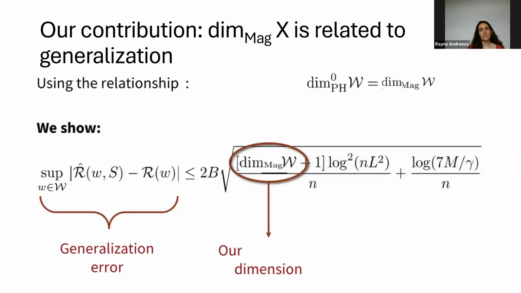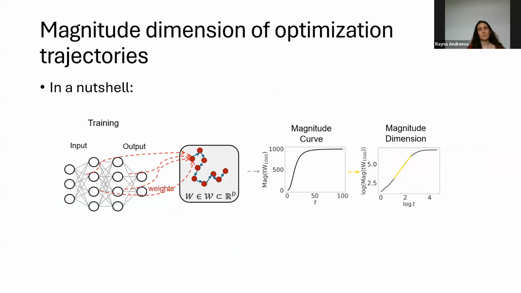In this work, the main observation we made is that since the persistent homology dimension equals the magnitude dimension, we can obtain a similar bound, but in terms of magnitude. And what is really cool about this is that it opens up the entire area of machine learning theory exploration using magnitude. To reiterate what we are doing here: we are looking at the training trajectory of a neural network, computing the magnitude curve, and then estimating the magnitude dimension.